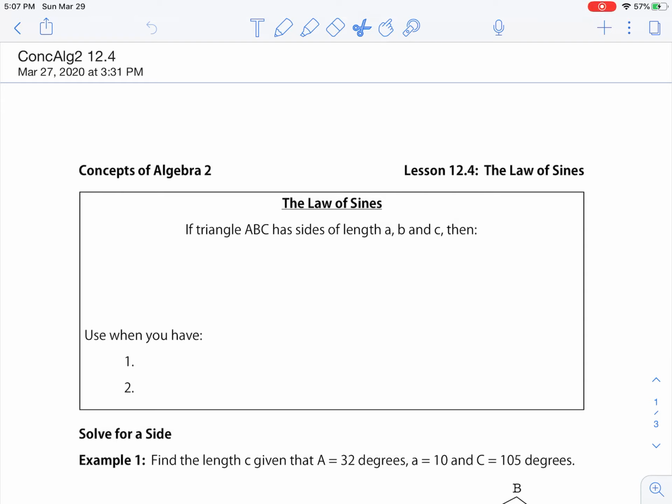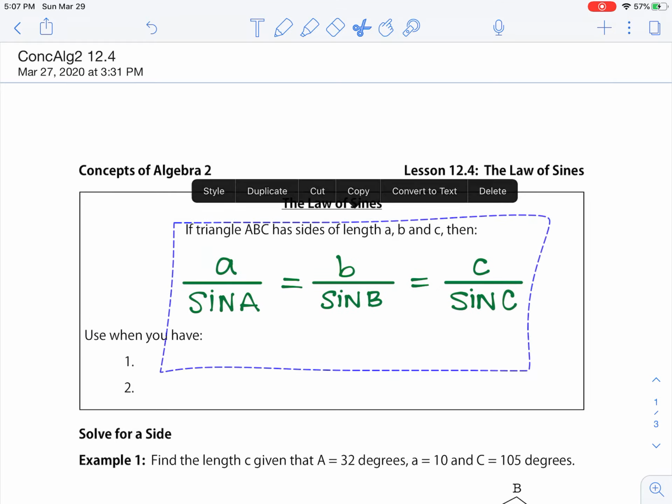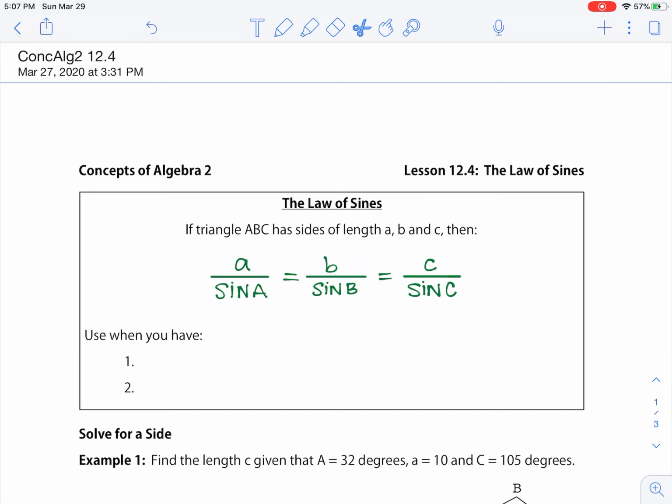In this lesson, we're going to continue using trig to assist us in finding the missing part of triangles. However, we're going to venture away from right triangle trig, and we're going to look at something we like to call the law of sines. So the law of sines works in a couple scenarios, but first, the law of sines looks something like this.